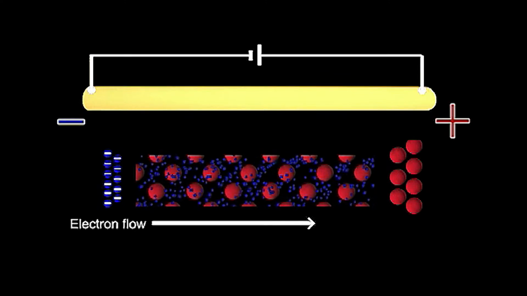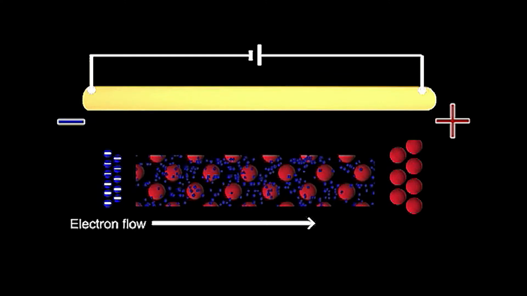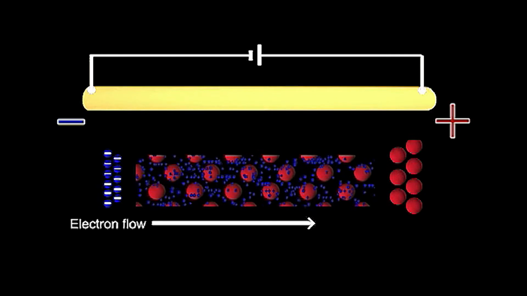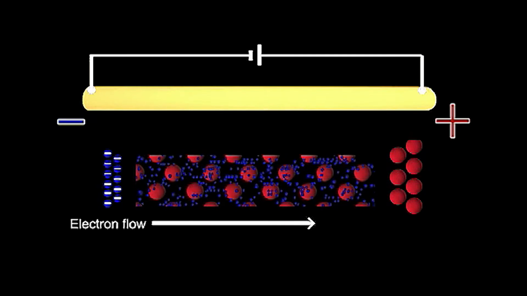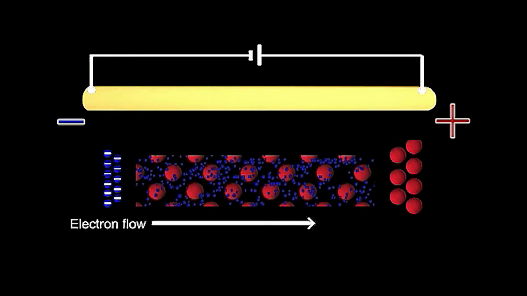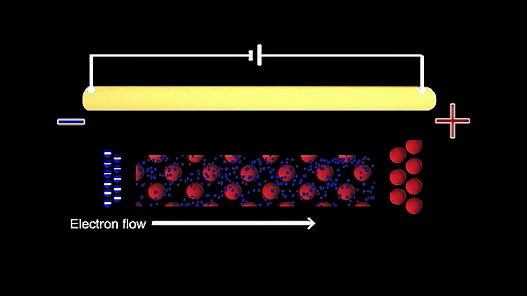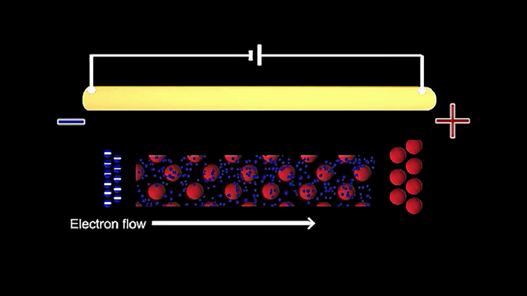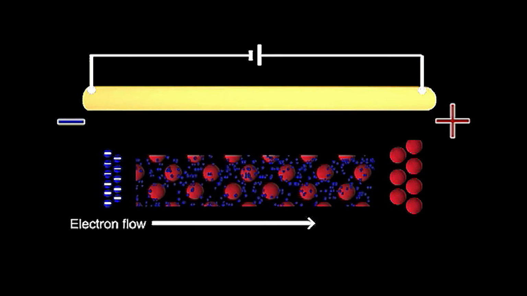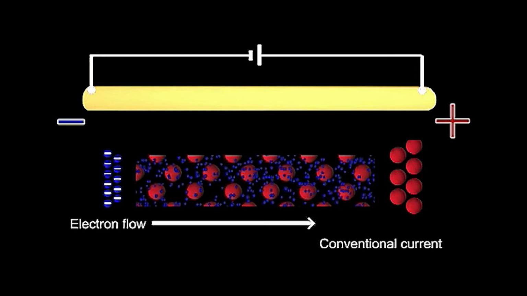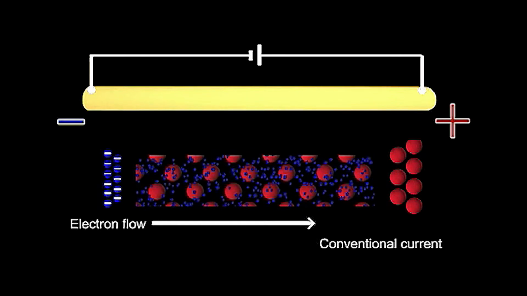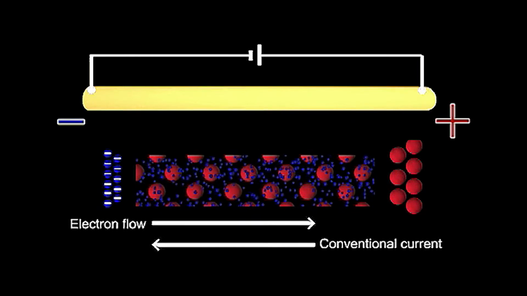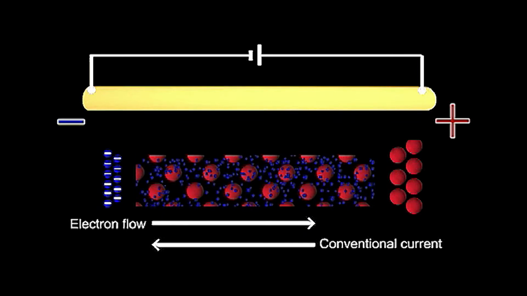Now conventionally, DC current flows not from negative to positive, but from positive to negative. And that's simply because when they first started experimenting with electricity, they decided that that's the way it should go, without actually realizing what was happening within the conductor. So most descriptions use what we call conventional current flow, where the current flows from positive to negative, in the opposite direction to the one we've just seen.